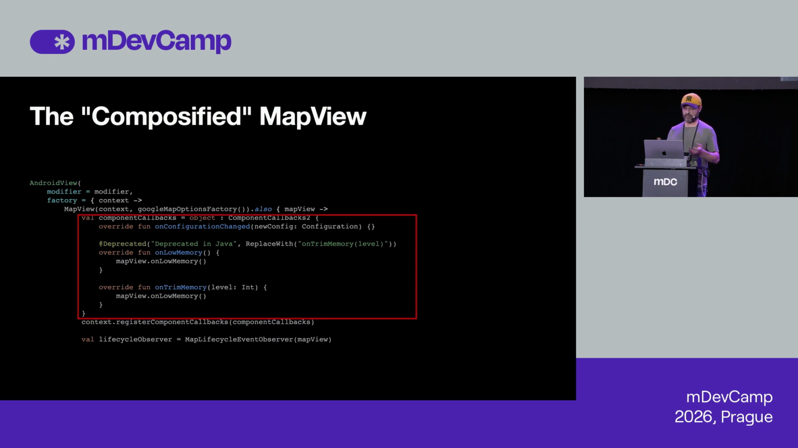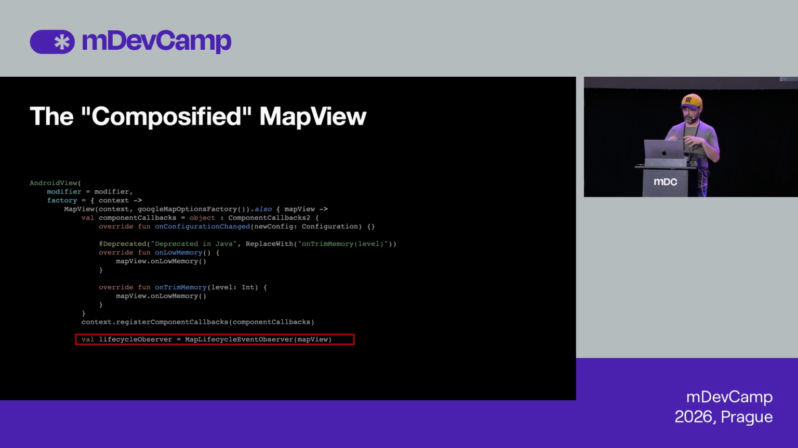that, for example, we need to have some component callbacks, right? This is something that you call on maps if you want to operate when the configuration changes, when the memory is low, or when the memory is being trimmed. Again, this is something that in the view world you might have been doing in the onCreate method. So here you just do it in the factory method. And yeah, from the callback onTrimMemory, for example, you call the mapView.onLowMemory. There is no onTrimMemory, so here we just call this one.